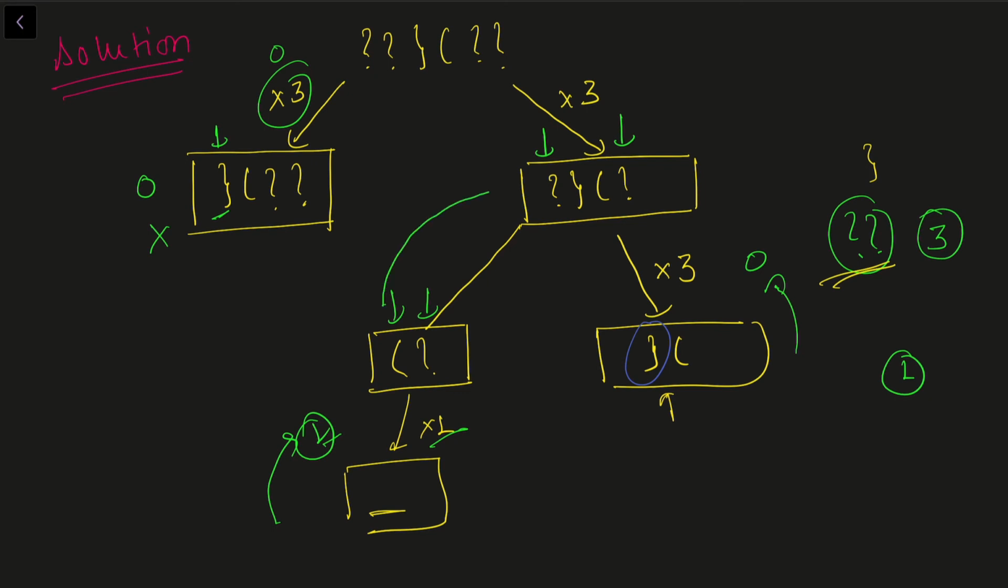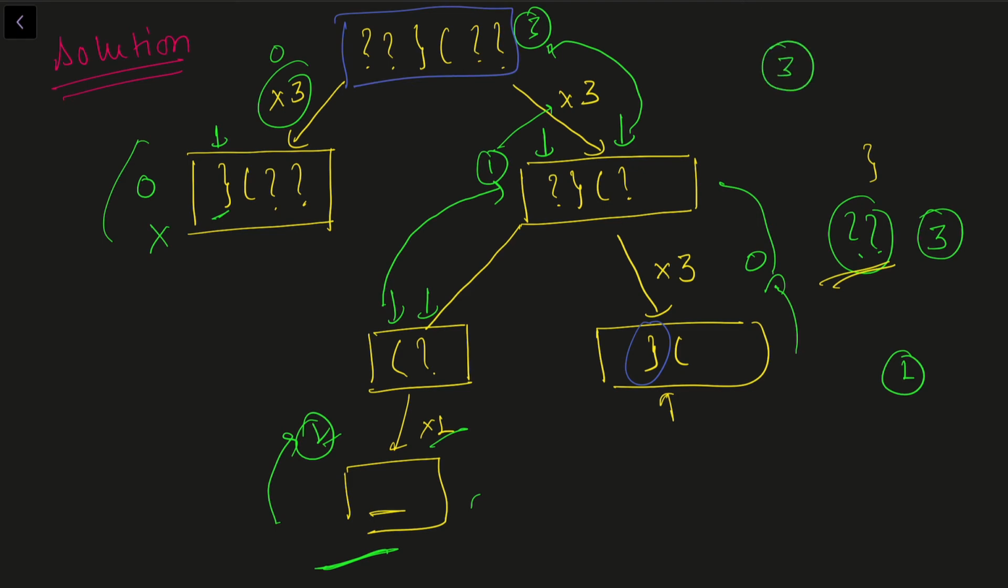Then this 1 will propagate further to here, 1. Now I'll multiply this 1 with this 3, so I'll return 3 from this position. Okay, so I'll get 3 from this string, and the rest of the values are returning zeros. So that means the number of valid strings for this string is 3. Okay, so that's how we can solve this problem recursively.